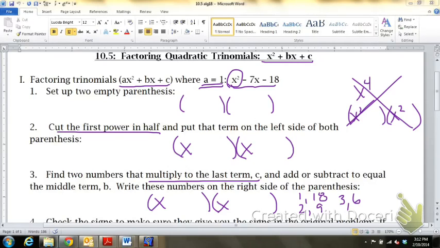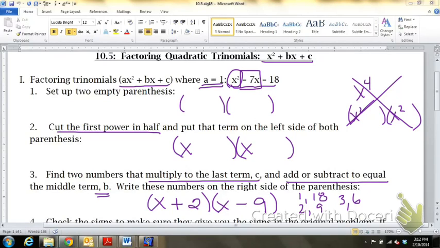But the two numbers that I pick have to add or subtract to give me the middle number. So I'm trying to get a -7. If I combine 1 and 18 by adding or subtracting, can I get a -7? No. 2 and 9, can I combine 2 and 9 to get a -7? I can. It doesn't matter which one I put where. I'm going to go this way. It's the signs that will be important. So how do I get a -7? Well, I would need to do a +2 and a -9.